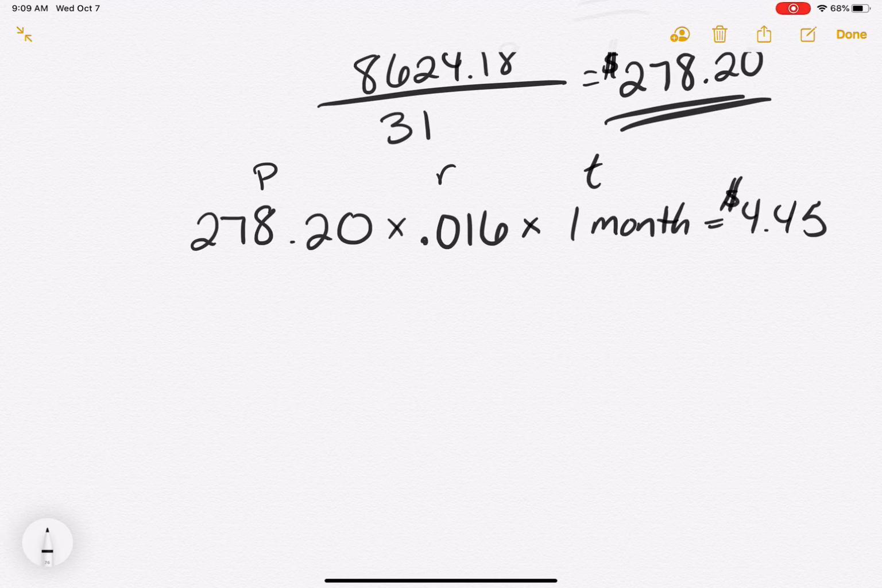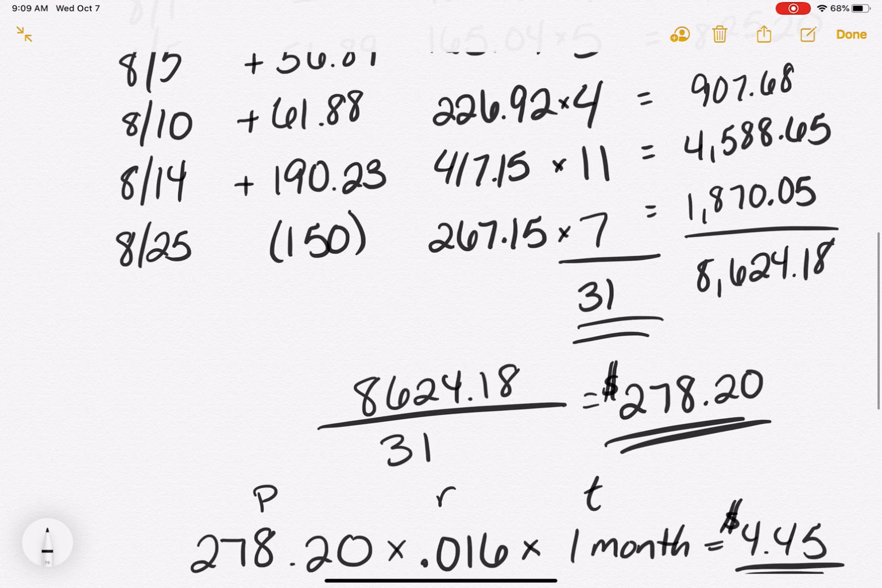Okay? This is our interest. Are we done? Probably not. You gotta add it in. Our last equation now is new balance equals previous balance. So what was our previous balance? Our first balance, 108.15.